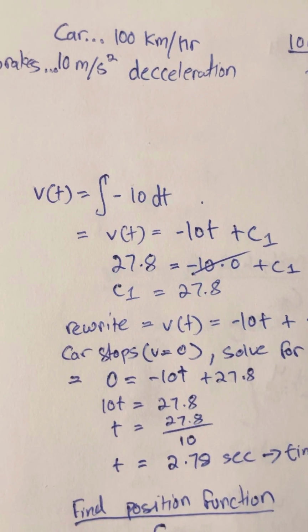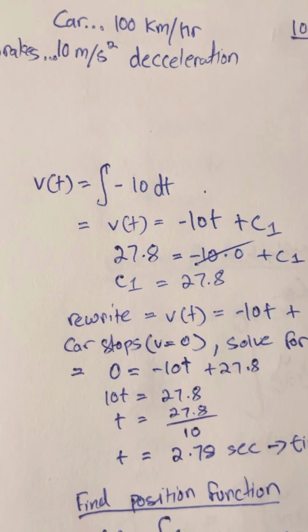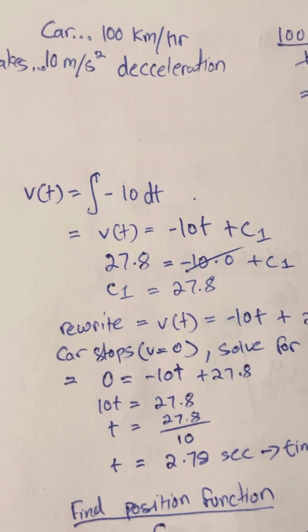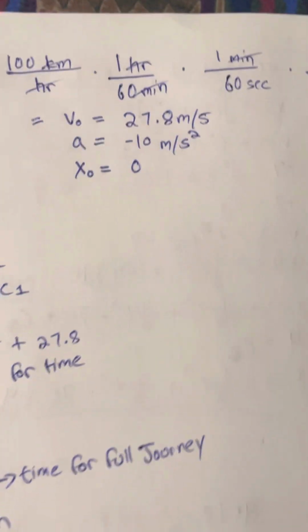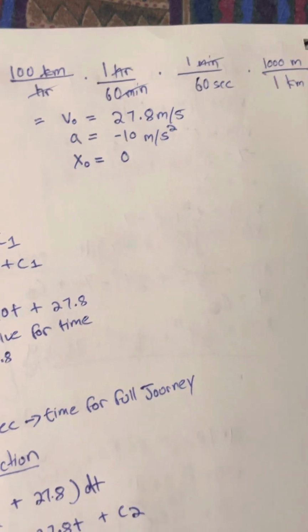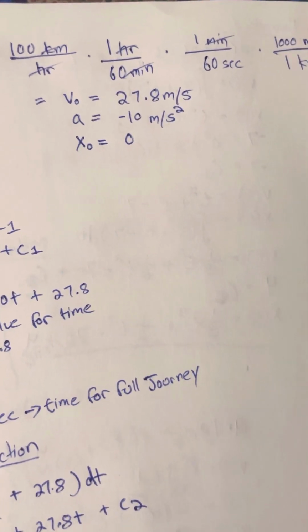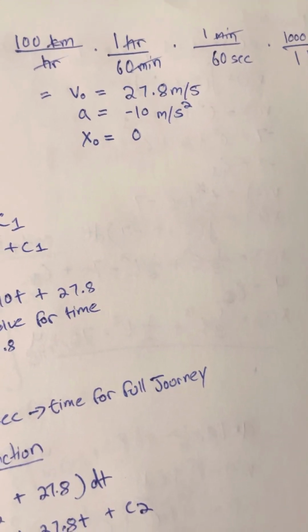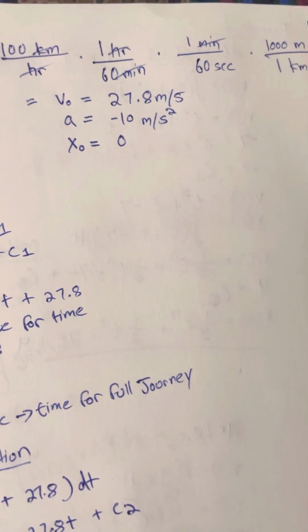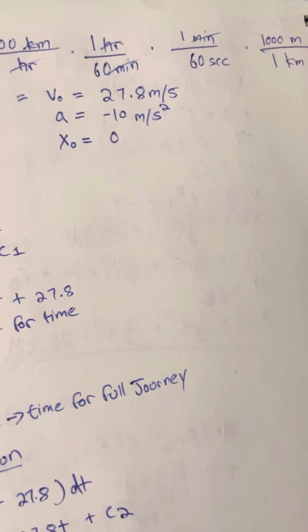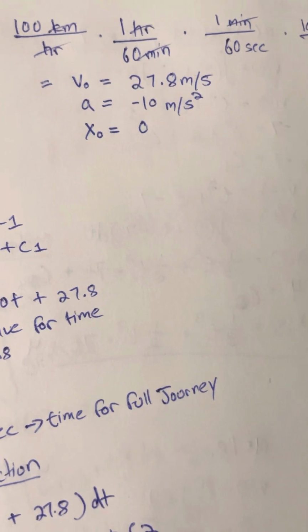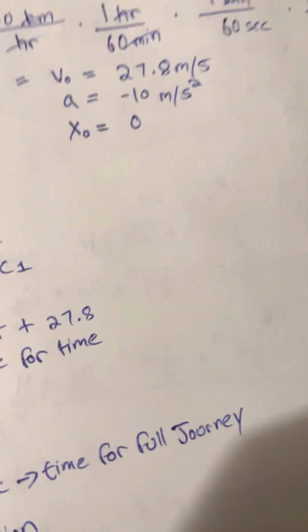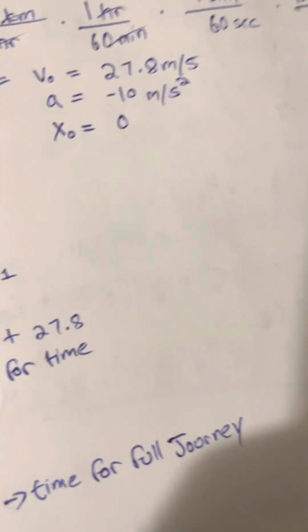So first thing we got to do here is we got to convert. It's easier to deal with meters per second, so we'll just convert the 100 kilometers per hour. So we'll set this up here. As you can see, I did the calculation, and the velocity, which is 100 kilometers per hour in meters, will get 27.8 meters per second. And the acceleration is written right here, negative 10 meters per second squared, because it's decelerating.